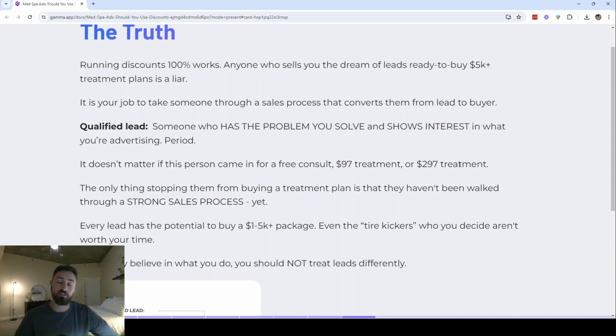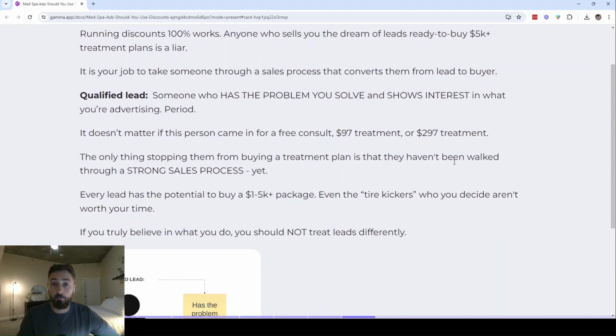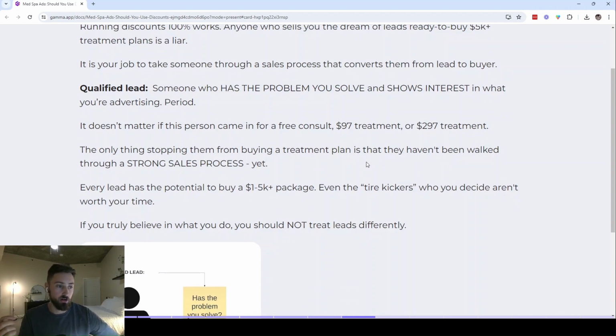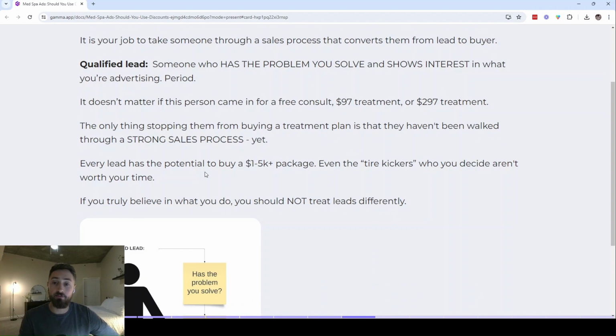It doesn't matter if this person came in for a free consult, a $97 treatment, a $297 treatment. The only thing stopping them from buying a treatment plan from you is that they haven't been walked through a strong sales process yet, right? And that's what we're going to talk about here. I believe that every single lead has the potential to buy a $1,000 to $5,000 package, even if they're the tire kickers who you decide aren't worth your time for whatever reason, right?